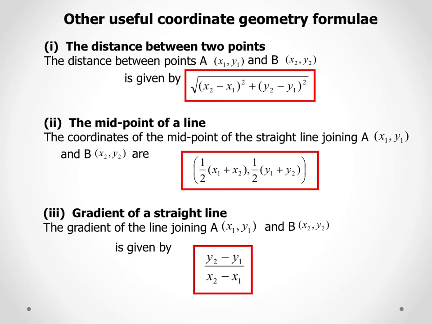The midpoint of a line is simply the average of your x coordinates and the average of your y coordinates. So add your x coordinates together and divide by 2, add your y coordinates, divide by 2. And this can often be a useful way if you know that a line is a diameter of a circle. If you know that this is the diameter and you know the 2 endpoints, then finding the midpoint will get you the center of your circle. Gradient of a straight line, we know, is difference in y coordinates over difference in x coordinates. That should be standard for us.